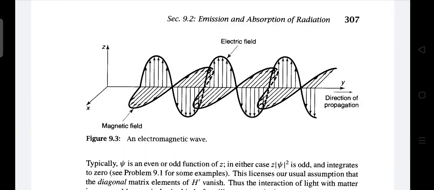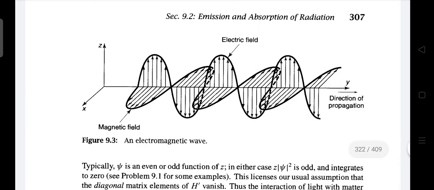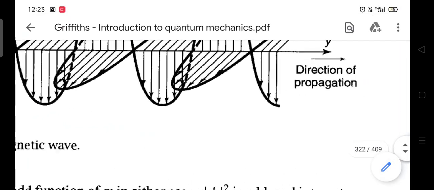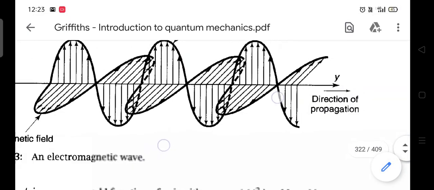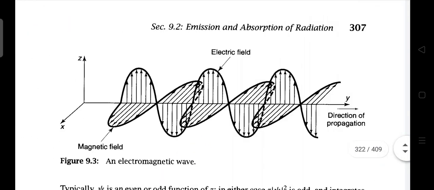Here this is the transverse wave. This electromagnetic wave is a transverse wave because the electric field is in the y direction, but the electric field and magnetic field are oscillating perpendicular to the direction of propagation of the electromagnetic wave. Then we call it transverse waves.